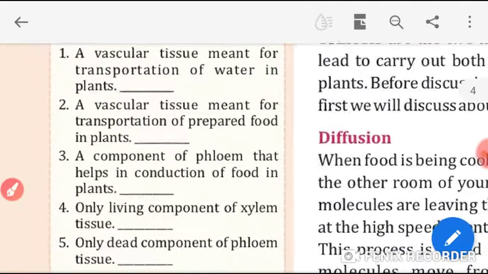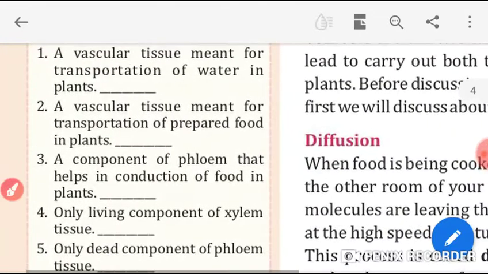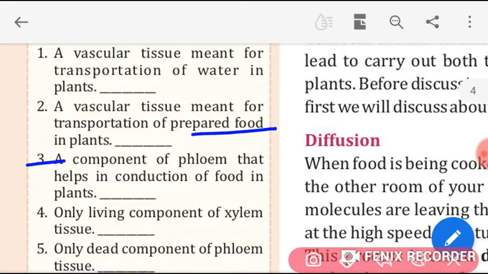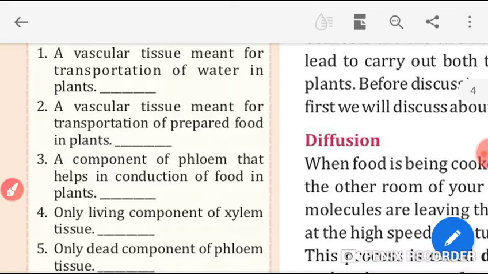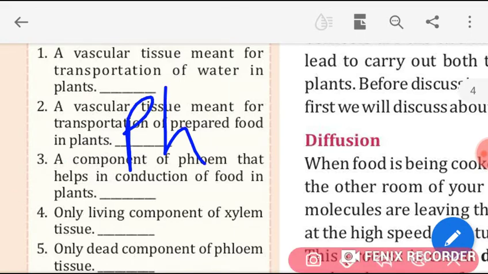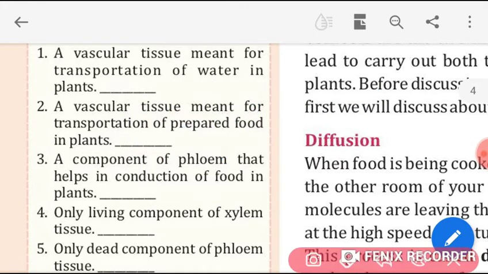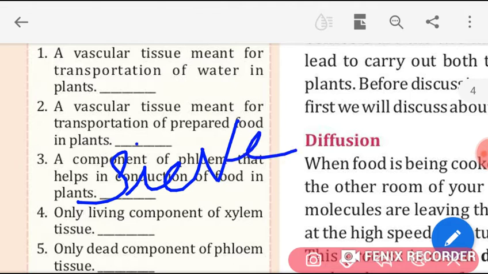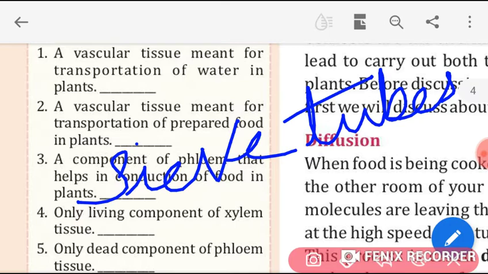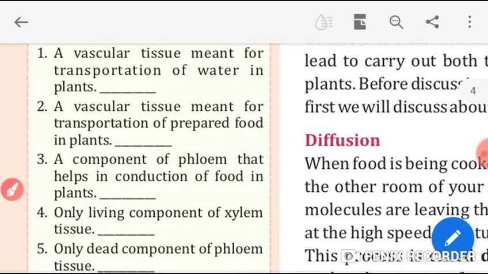Second, a vascular tissue meant for the transportation of prepared food in plants. What is its answer? Phloem. Next, a component of phloem that helps in conduction of food in plants. Sieve tubes. Okay. Now come to fourth.